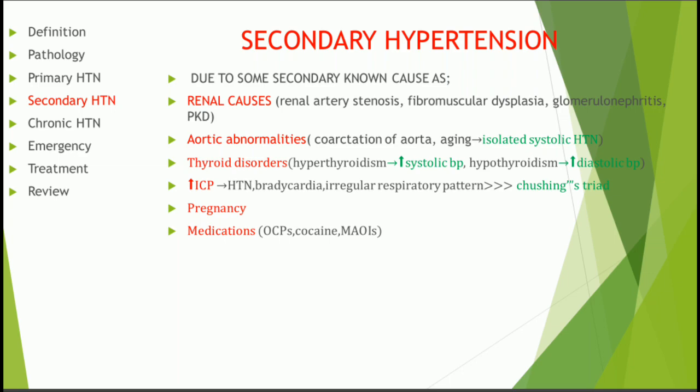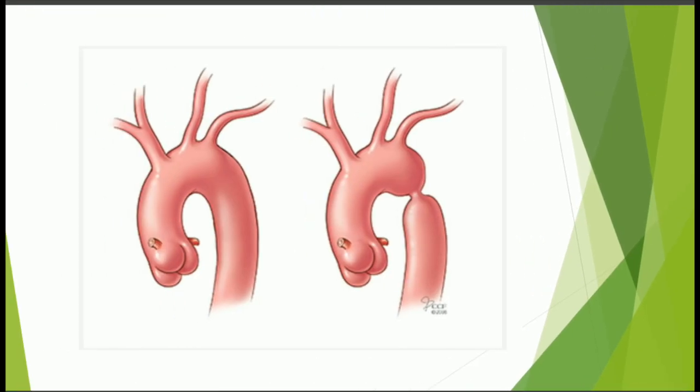Some medications, such as oral contraceptive pills, especially estrogen-containing oral contraceptive pills, stimulate hepatic production of angiotensinogen, leading to increased RAS activity. Cocaine results in increased sympathetic activity, leading to hypertensive disorder. Monoamine oxidase inhibitors, which are present in tyramine-containing foods such as cheese, cause acute hypertension.